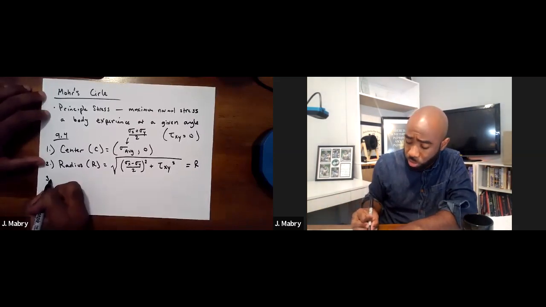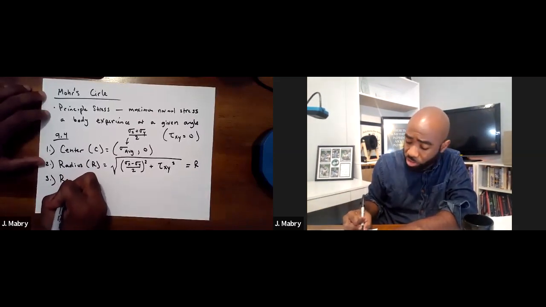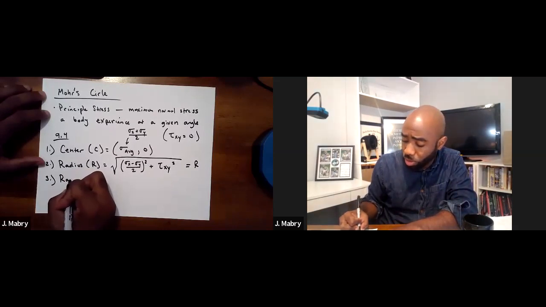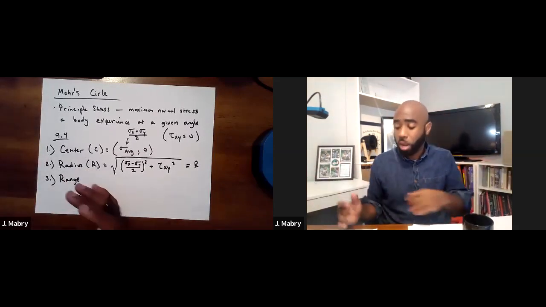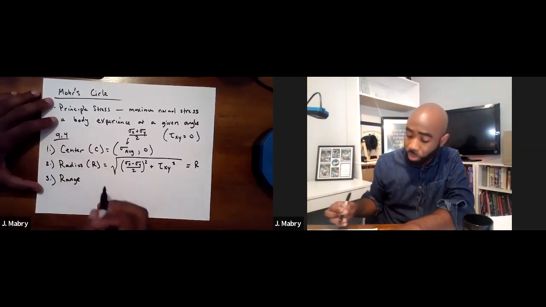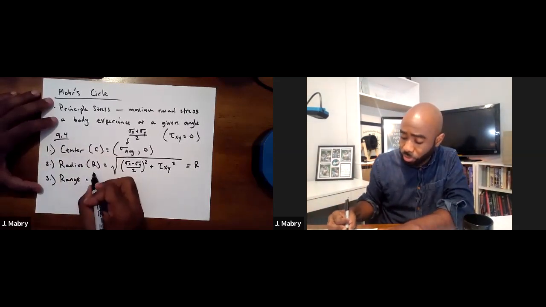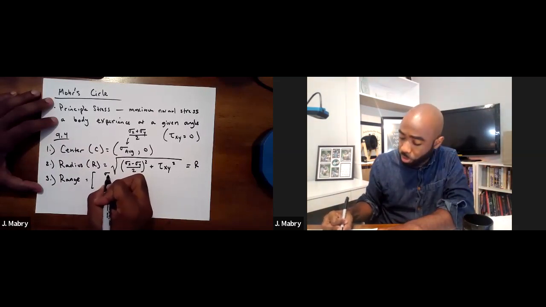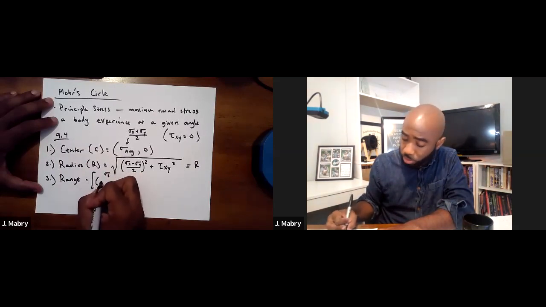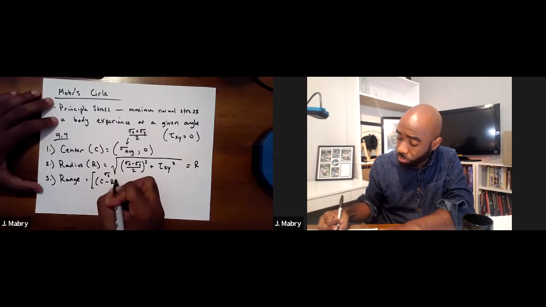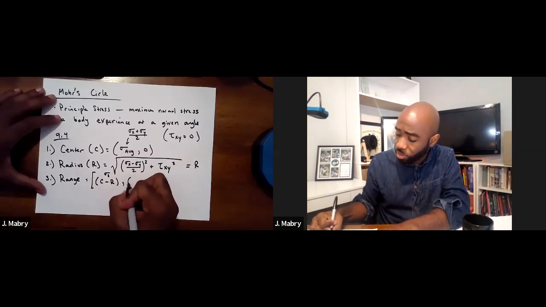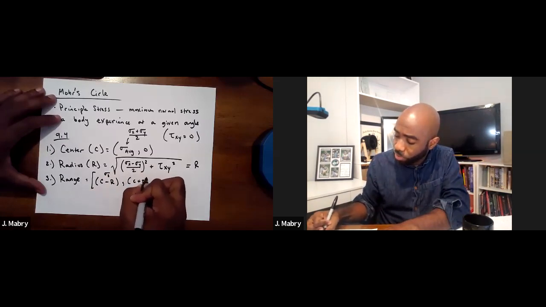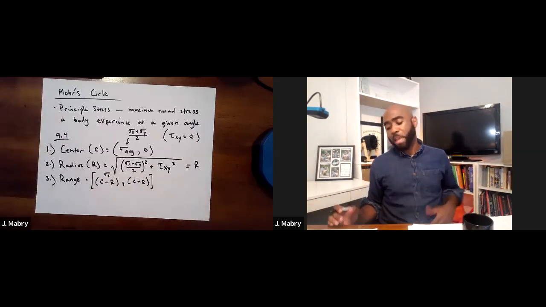The third thing that you need to know is the range. Or basically plus or minus the radius, or how long the diameter is, is another way to think of it. But the range is given to you as this: the first coordinate, or the sigma 2, being the center minus the radius, right? That's going to be to the far left side, and then the center plus the radius. Quite simple, right? That is the range of your Mohr's circle.